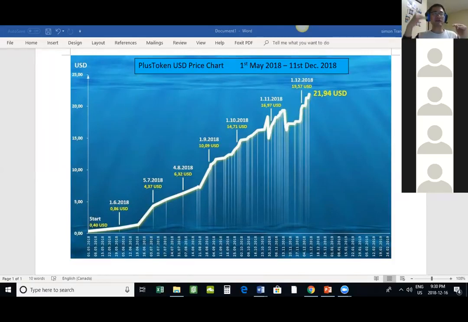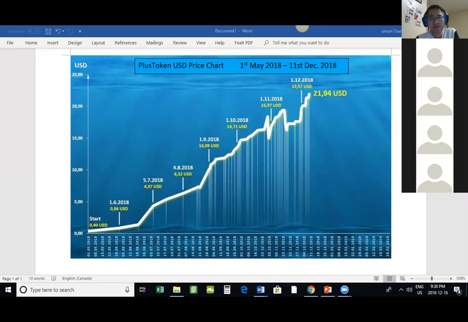Because every single day, the Plustoken reserve fund is getting bigger because the company uses our cryptocurrency to do arbitrage trading. When they make profit, they buy Ethereum to back our Plustoken price, right? So more reserve fund, what does that mean? More value for the Plustoken price.